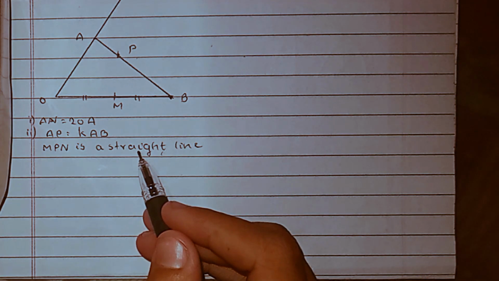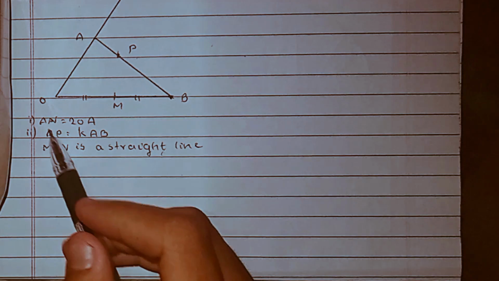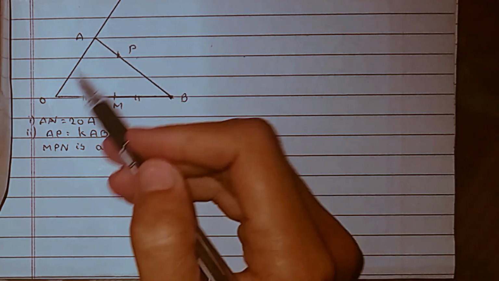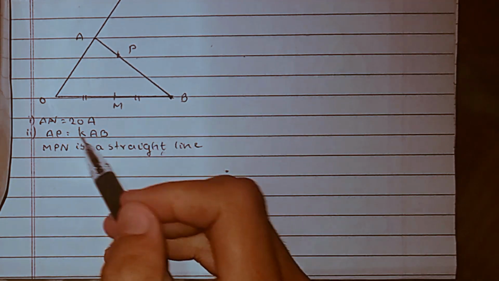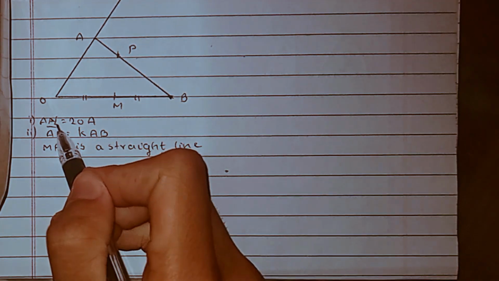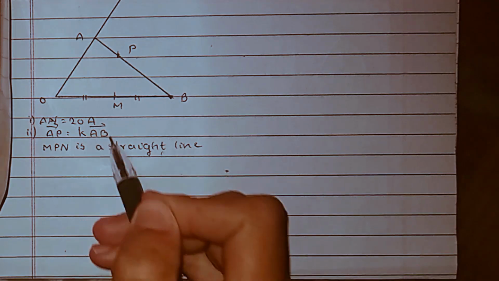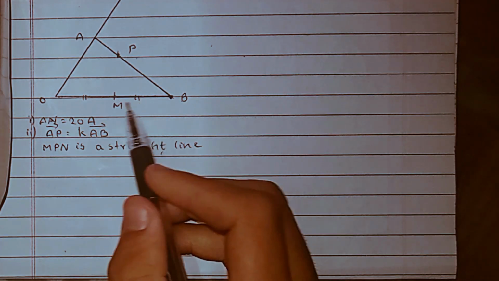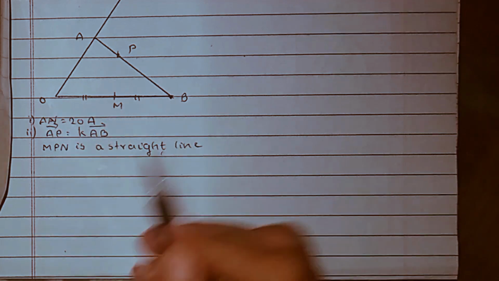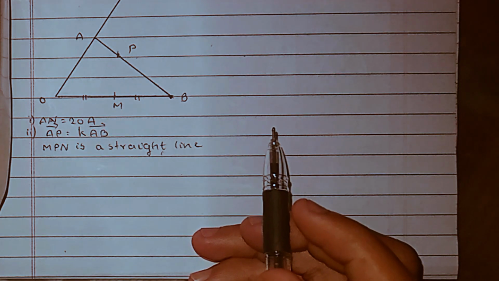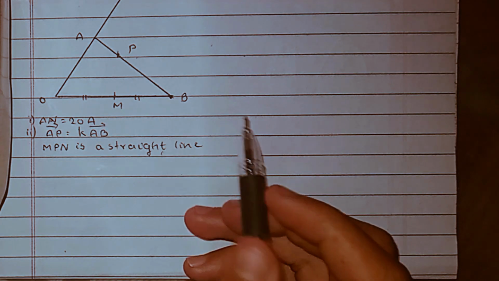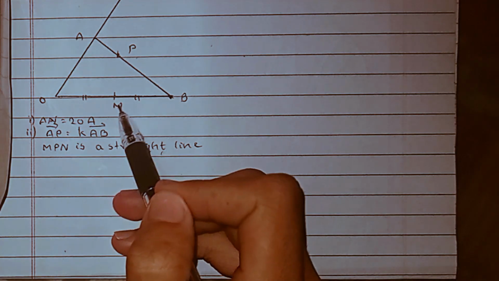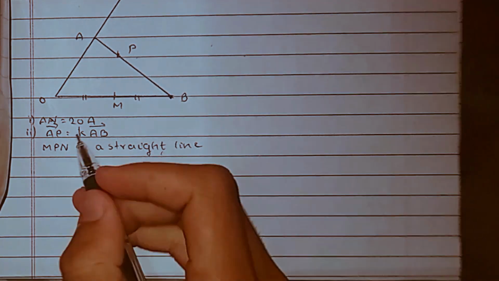So let's begin. What we are given here is that AN is twice of OA, and AP is equal to k times AB, that is, AP is a scalar multiple of AB, and where M, P and N lie in a straight line, and OM is equal to MB, that is, M is the midpoint of OB. Now we are going to find the position vectors of OM, OP and ON. So let's begin with OM.